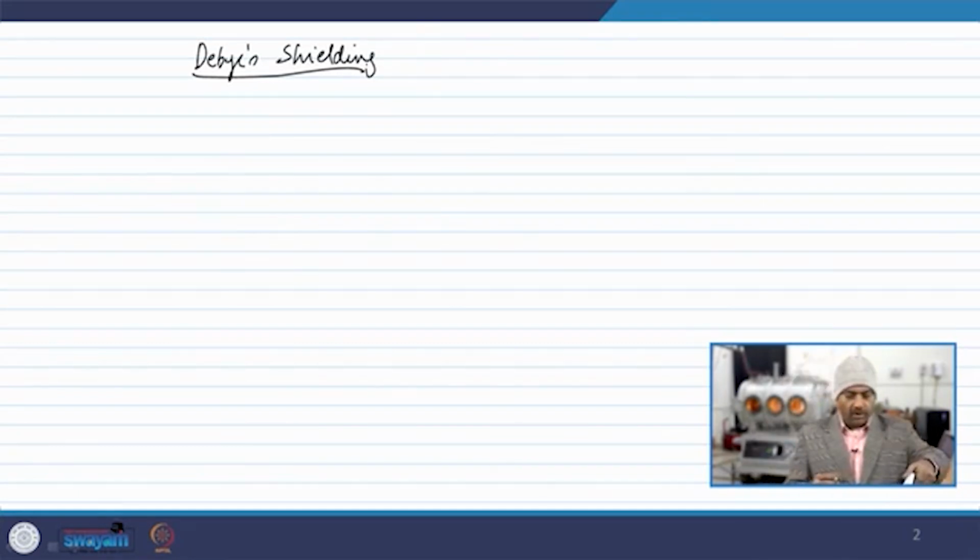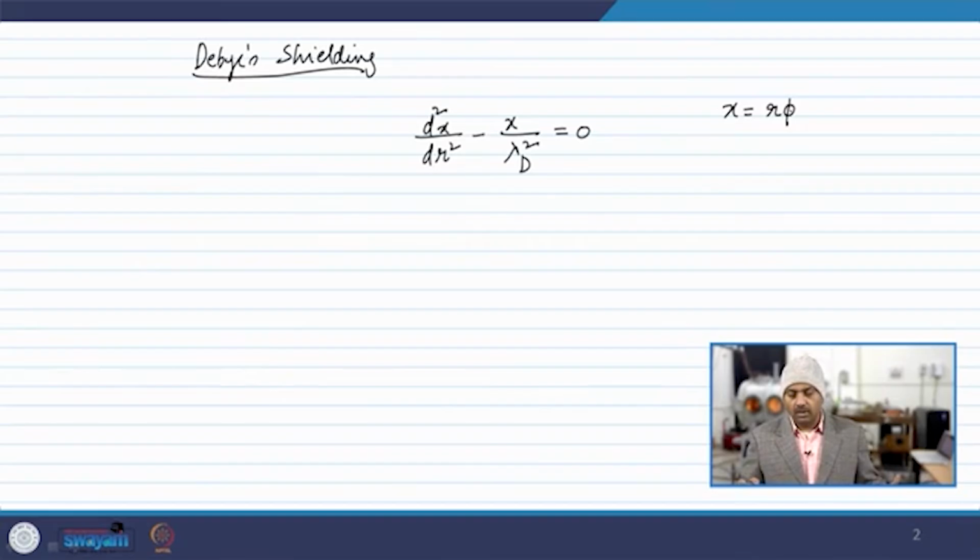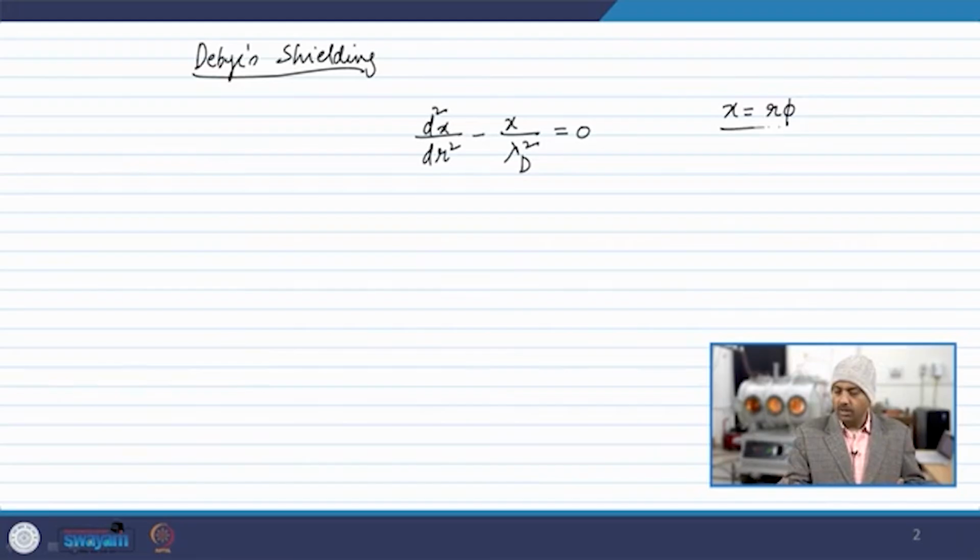In the last class, we have derived this second order differential equation, which is d square x by dr square minus x by lambda d square is equal to 0. So, in the last class itself, I told x is not the position coordinate that we are familiar with, rather x is defined to be r phi, where phi is the potential that we are trying to understand, r is the radial coordinate and x is the variable which stands for this.